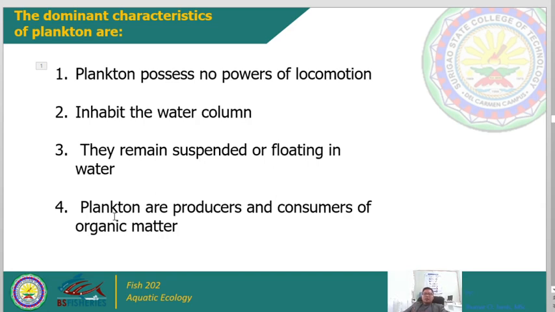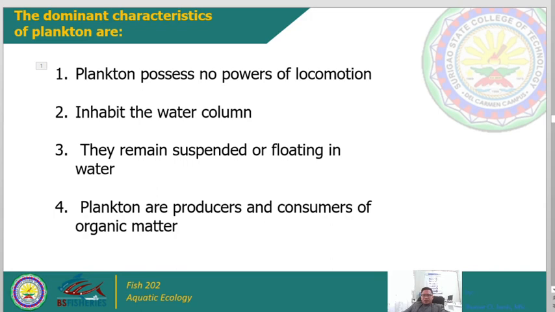Another is that they remain suspended or floating in the water. So diha lagi sila maglutaw-lutaw, gidala sa hangin ug asa sila paliron, and then sometimes they will be carried out with the current and so on and so forth. So that is another characteristic. Another is that planktons are producers and consumers of organic matter. So for producers, these are the autotrophic organisms or autotrophic planktons. The saprotrophic planktons are the consumers of organic matter. Most of them are bacteria and fungi, microorganisms.